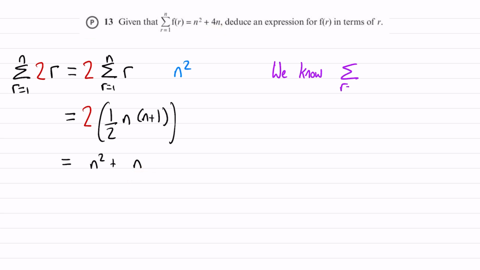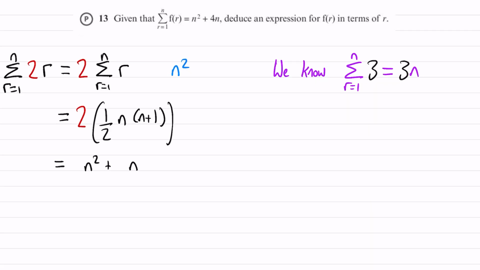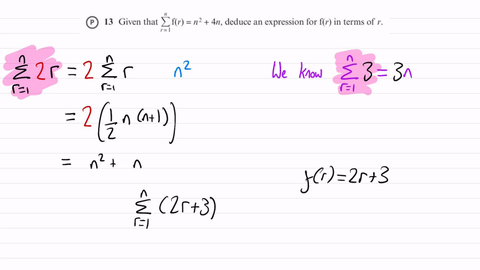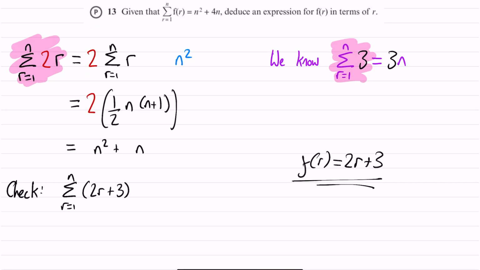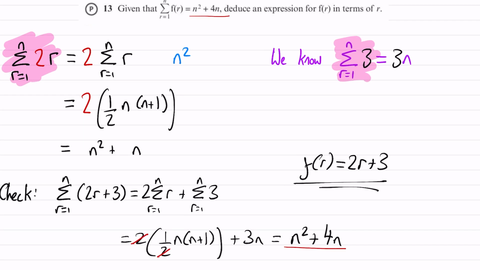Well, we know the sum from 1 to n of the constant k will give us kn, so if we use k equals 3, then we'll get our 3n. So now we just add these two together and then we get our function of r. Let's just check that this works, and yes it does.